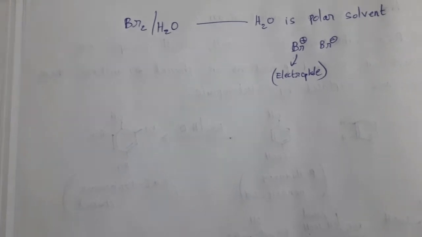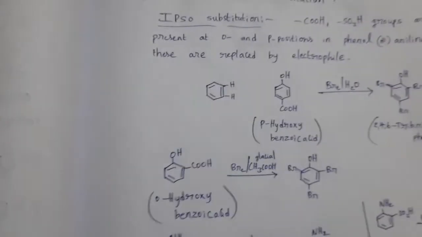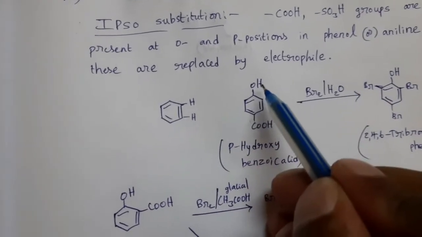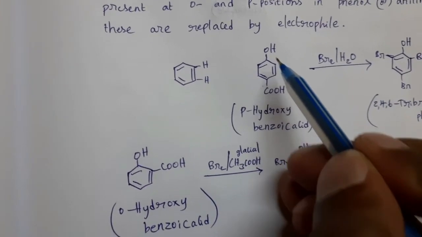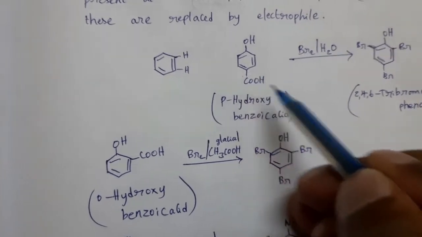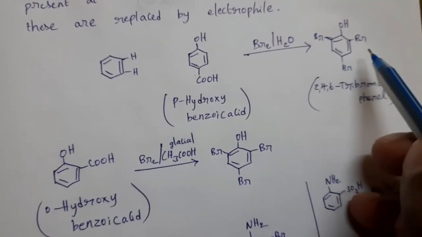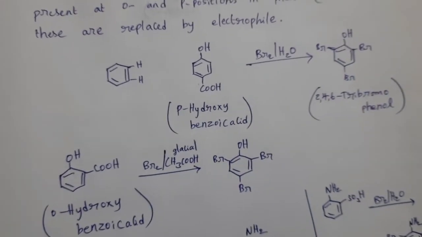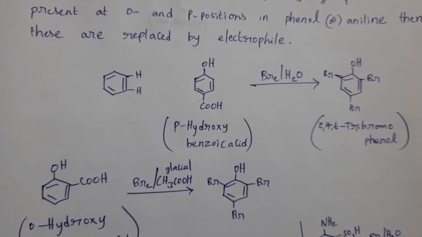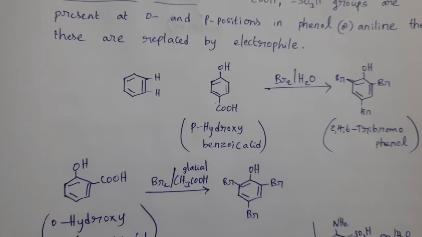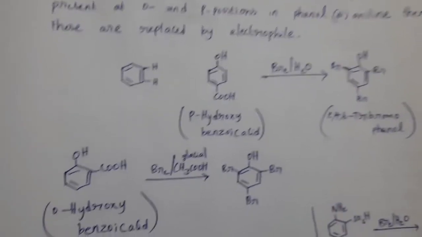In presence of this polar solvent, the OH group undergoes ionization and provides more electron density to the benzene ring. Then it causes substitution at different places. So at 3 positions, substitution takes place. That is electrophilic substitution reaction.